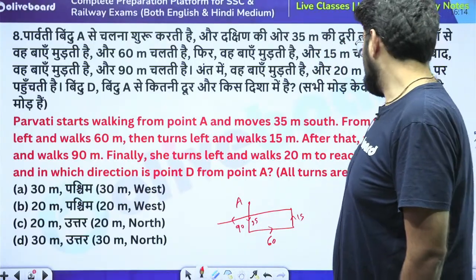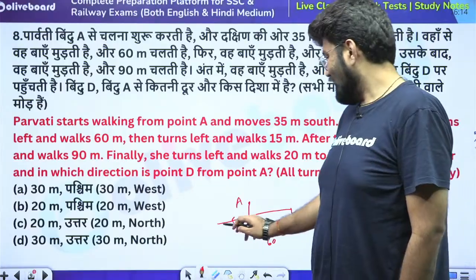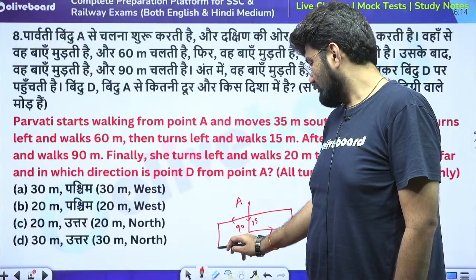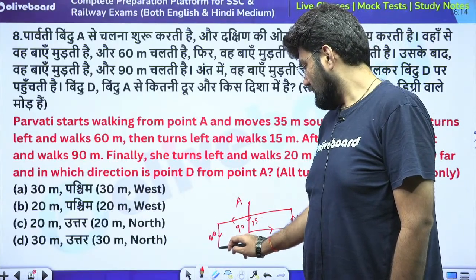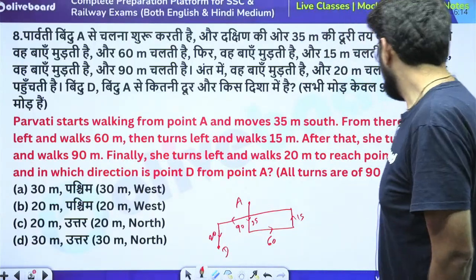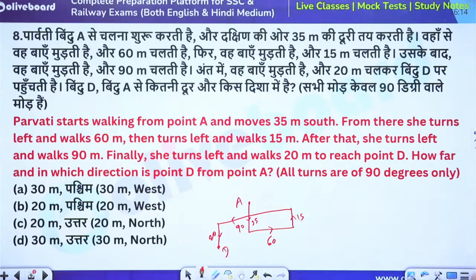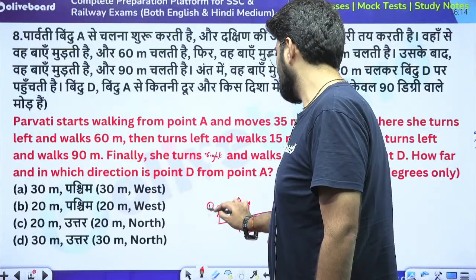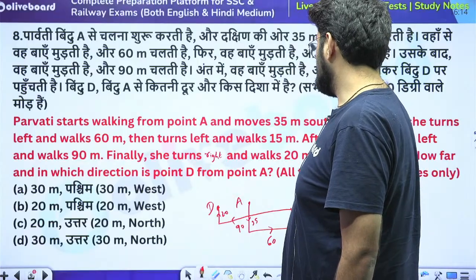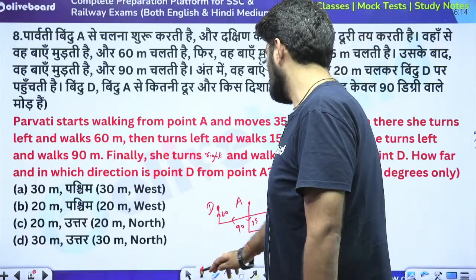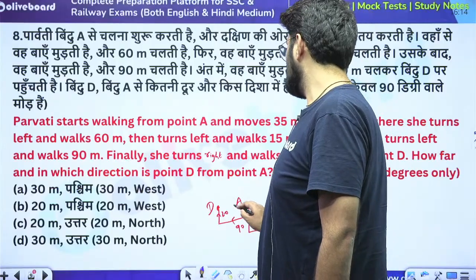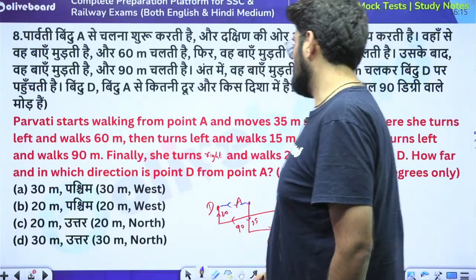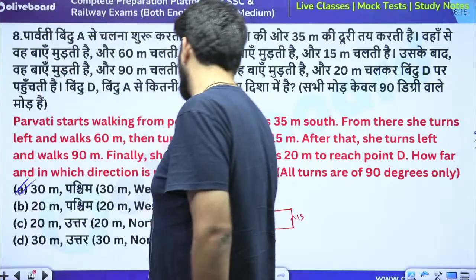Finally, she turns left and walks 20 meters to reach point D. This is 15. Now she is going 20, so she is going 15 and 5 more. And this is point D. How far and in which direction is point D from point A? I think in the end she is not going left. She will cover more 20 and she will reach point D. And what is D? Distance and direction of D from A. So this is in the west. D is in the west. And how much? 90 minus 60. 30 meters in the west. Option A is the right answer.